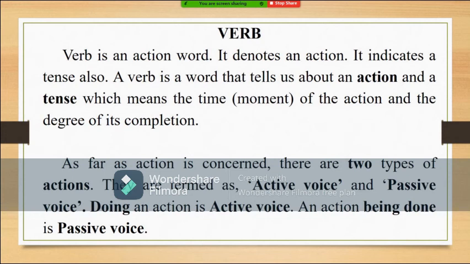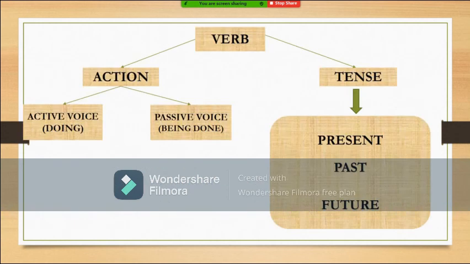As far as action is concerned, there are two types of action. Doing an action is active voice. Being done is passive voice. As far as the action is concerned, there are two types of actions. They are termed as active voice and passive voice. Doing an action is active voice and action being done is passive voice. Here, this diagram will clearly illustrate the point.